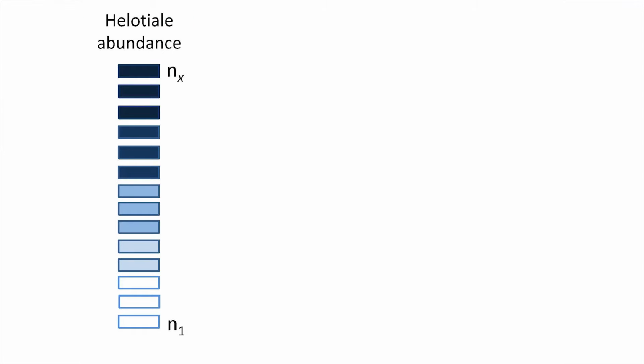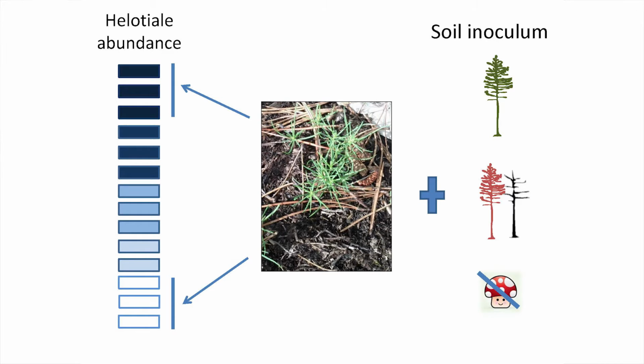And then what we'll do, and this is obviously not real data, just a schematic, is rank those ecosites in terms of Helotiales abundance. So the dark colors have lots of Helotiales, and down at the bottom, not so many Helotiales in the soil. And then we're going to plant pine seedlings into the ends of those gradients.